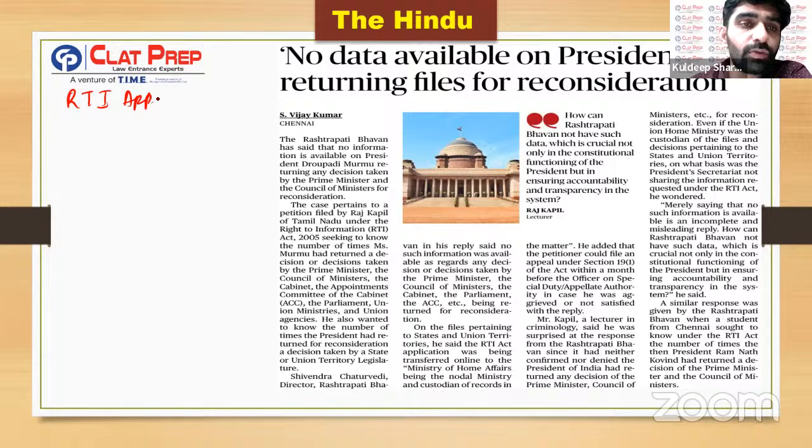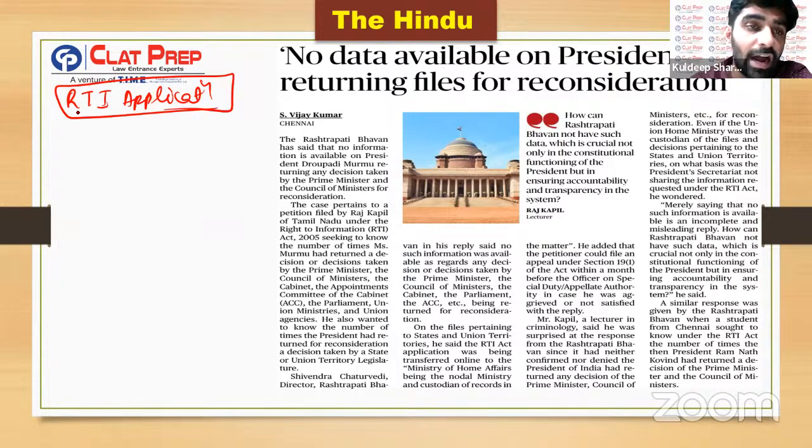An RTI application was filed to the President's office. राइट टू इन्फॉर्मेशन एप्लीकेशन. And an RTI application you file under the RTI Act, and you can directly ask questions from the President also. Under this Act you can actually ask questions from the President or the President's office also.